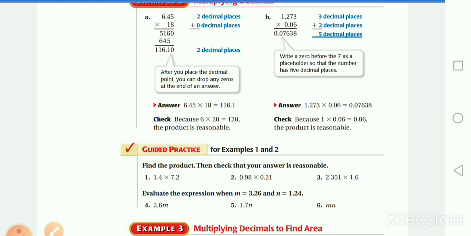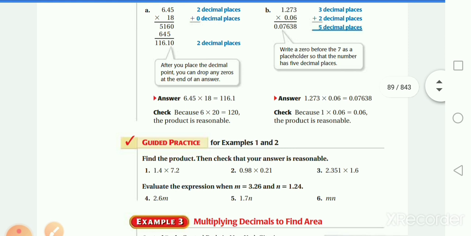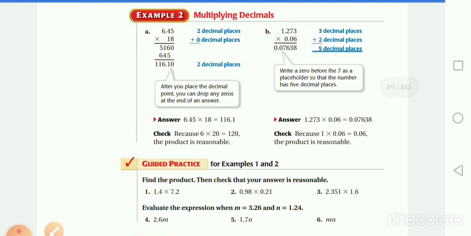Okay, I want you to see this answer. The answer of 6.45 times 18 is 116.1, and let's check, because 6 times 20 gives me what? It gives me 120. The product here is reasonable, okay?